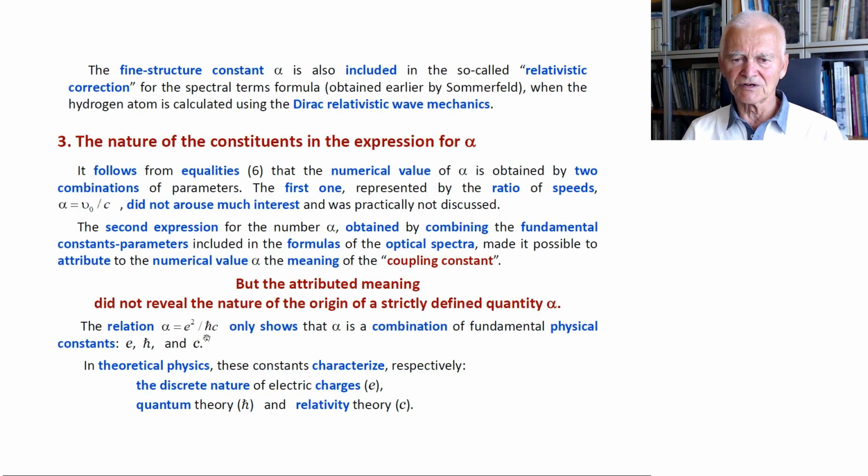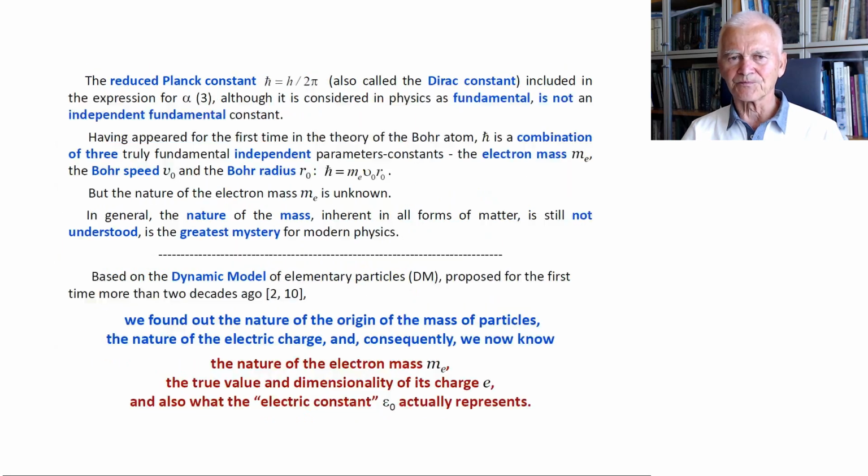This relation only shows that alpha is a combination of the fundamental physical constants e, h bar, and c. In theoretical physics, this constant characterizes, respectively, the discrete nature of electric charges, e, quantum theory, h bar, and relativity theory, c. The reduced Planck constant, h bar, equal to h divided by 2π, also called the Dirac constant, included in the expression for alpha, is also considered in physics as fundamental, but it is not an independent fundamental constant.